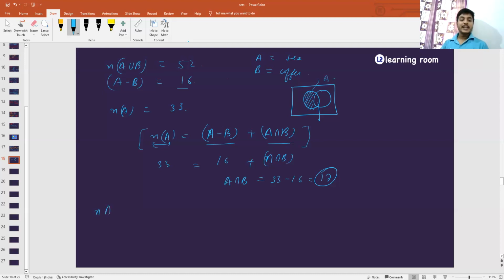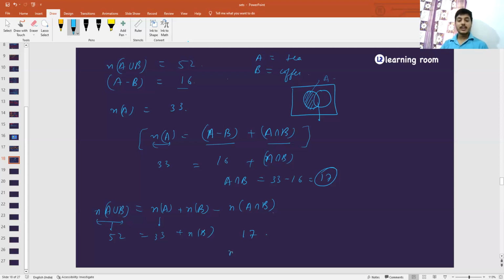If I'm writing A union B, I'll be writing it like Na plus NB minus N of A intersection B. Agree? So what portions do I have? I have this A intersection B part, 17. I have this Na part, that is 33. I have this union, all of the investigations occurred, that was 52. So from there I can get NB.